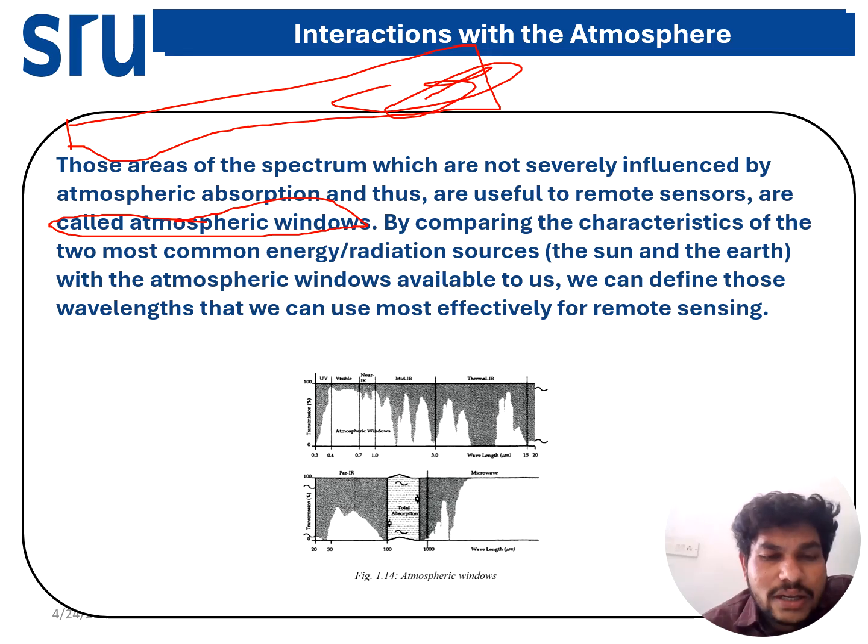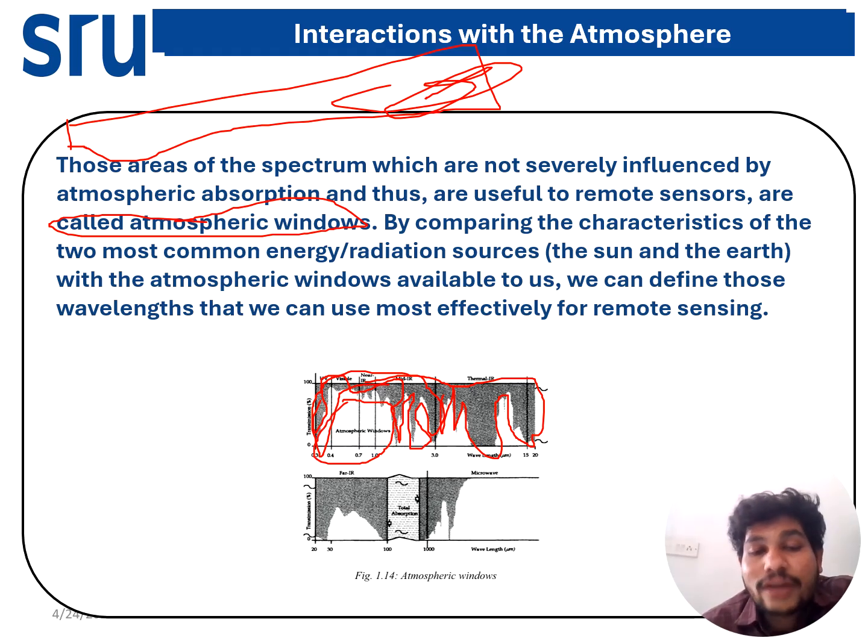So if you see, these are the absorbed portions, this is absorption. This dark color, this is the absorption in the atmosphere, and this area is the empty area. This is called atmospheric window, meaning the radiation will reach the earth surface. So the dark color is absorbing in the atmosphere, and this is coming to the earth surface.